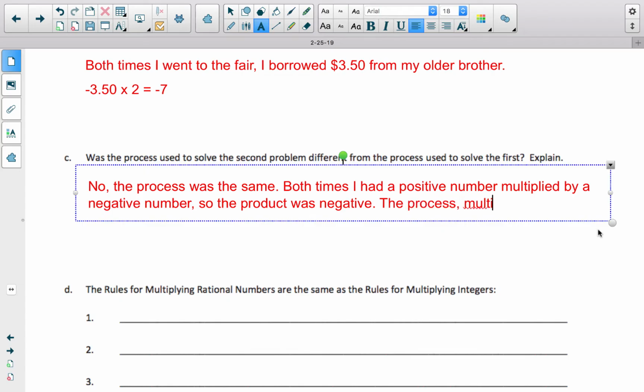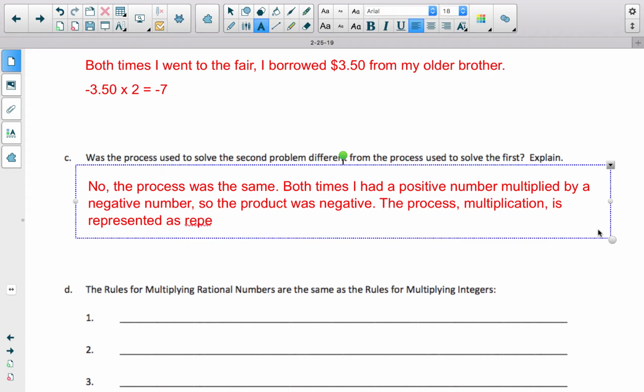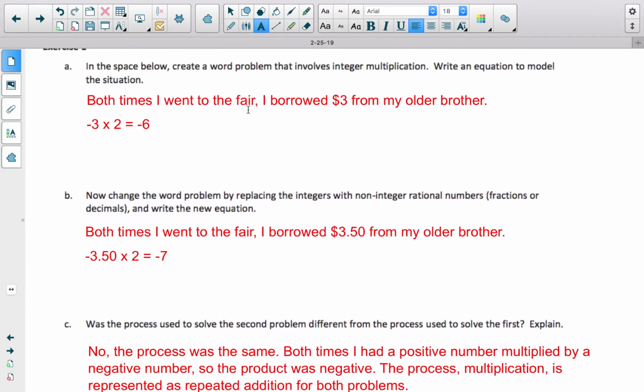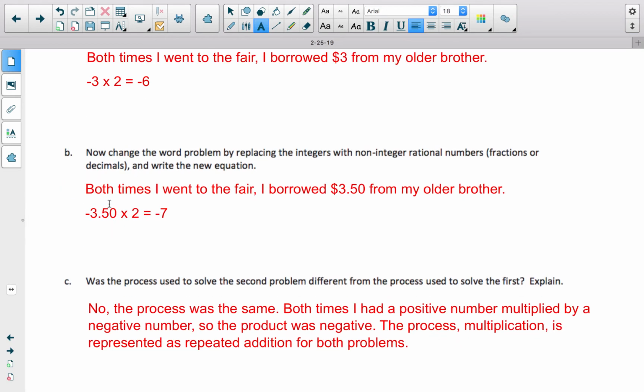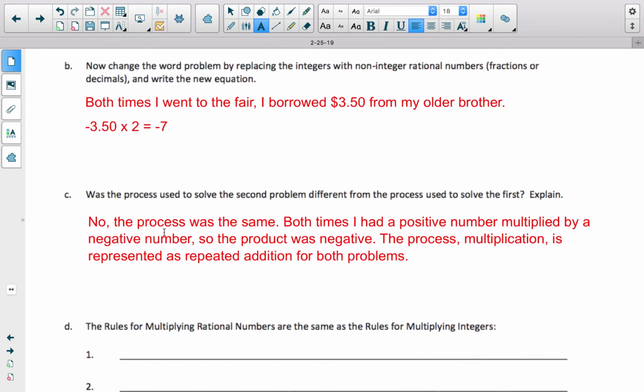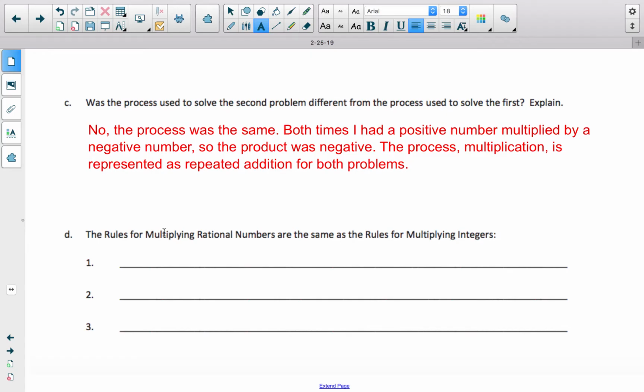Process: multiplication is represented as repeated addition for both problems, right? So for the first one, basically you have negative 3 plus negative 3, which gets you negative 6. And here you have negative 3.50 plus negative 3.50 because of this times 2, which gets you negative 7. So the process was the same no matter what. That leads us down here to the rules for multiplying rational numbers.